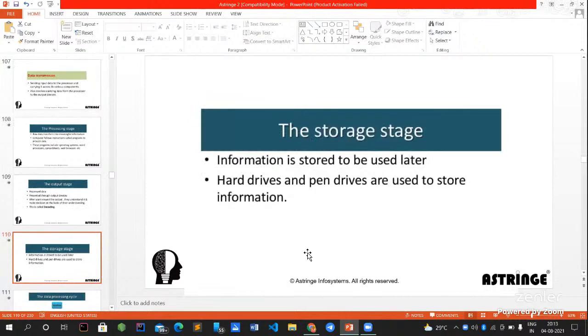Now, the last step is the storage stage. In the storage stage, it means there should be proper memory allocation, memory status, and memory division. Okay, that is how you can structure the basic information. I hope it's clear to you.